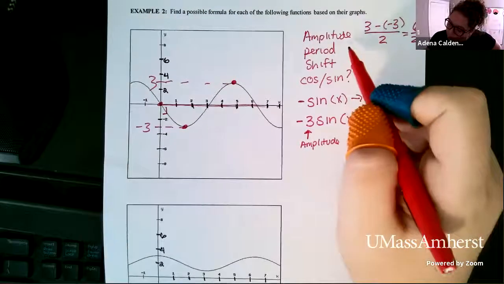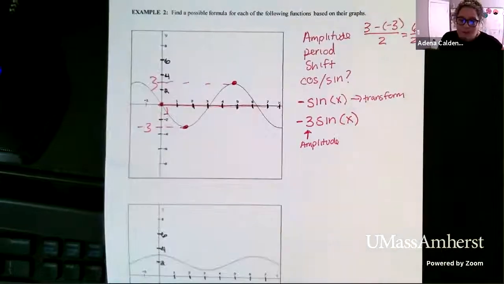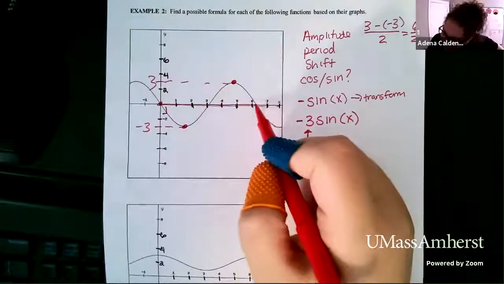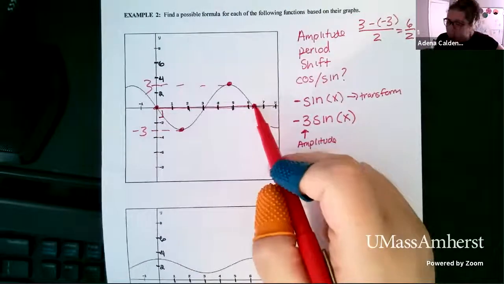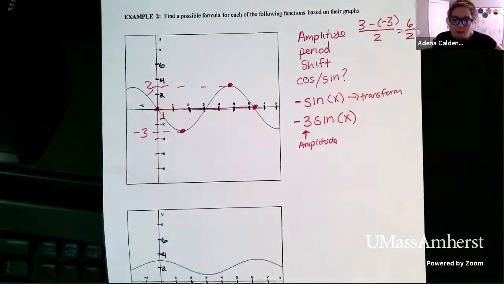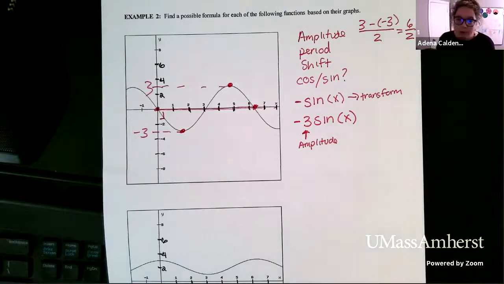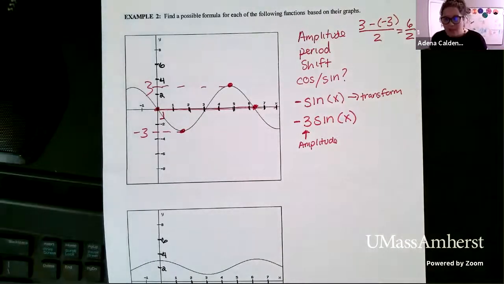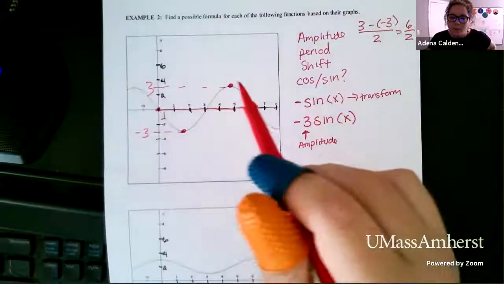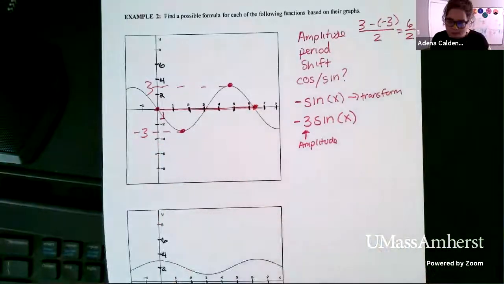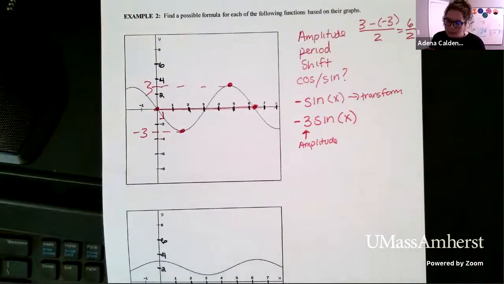Now I need to figure out what is the period, right? So if I look at where it starts and where it starts to repeat, it's a little bit after 6. So that looks like 2 pi. So it looks like that has not changed from a regular sine graph. So I don't need to do anything in here because it has the normal 2 pi that a sine would have. If it was different, then I would have to do a little more work.